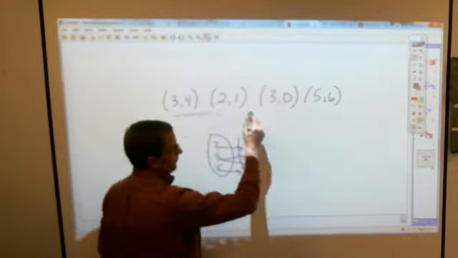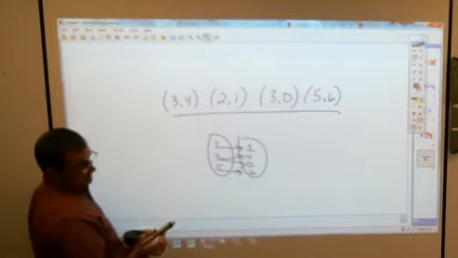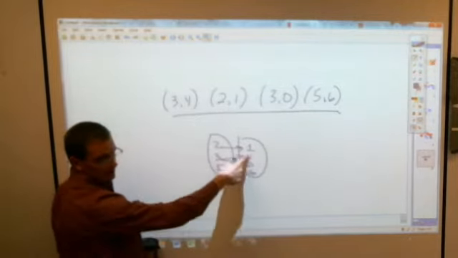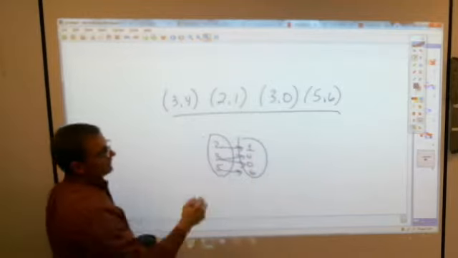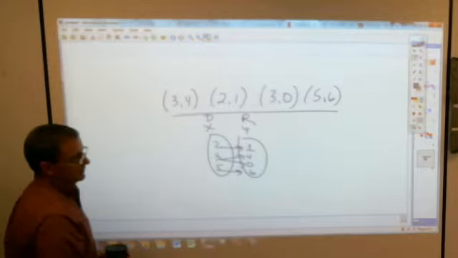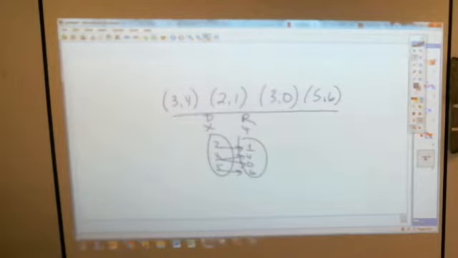Is this a function? No, it's a relation, but it's not a function because the 3 goes to 2 separate y values. Again, this is x and y, this is domain, this is range. Got that? It could be the other way around though. You could have two separate x's going to the same y, but it can't be this way.